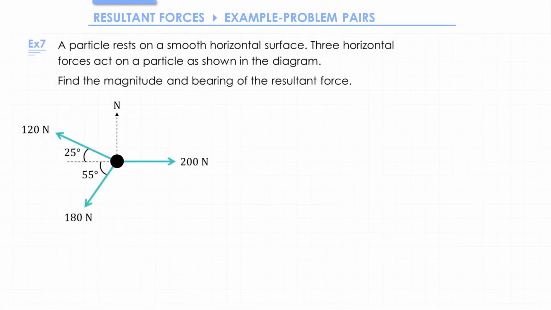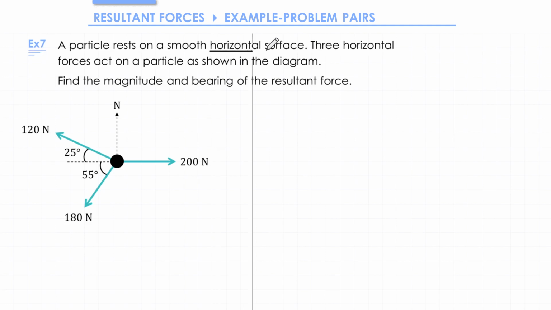In this example, we've got a particle on a smooth horizontal surface, and three horizontal forces are acting on the particle as shown in the diagram. We need to find the magnitude and the bearing of the resultant force. Let's start by taking a look at some of the key words in the question.